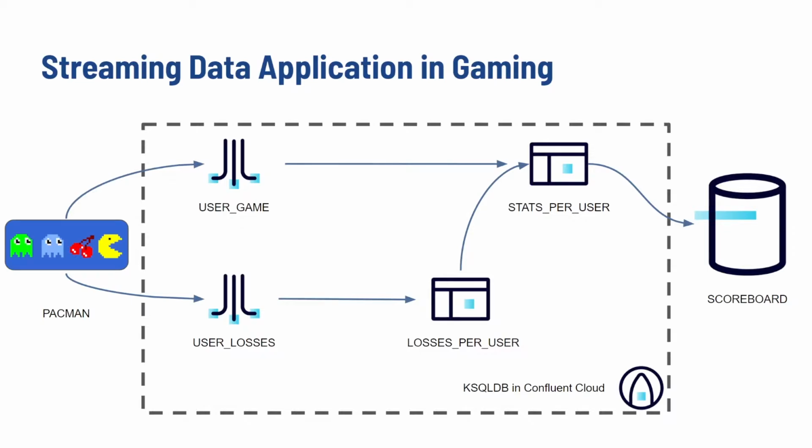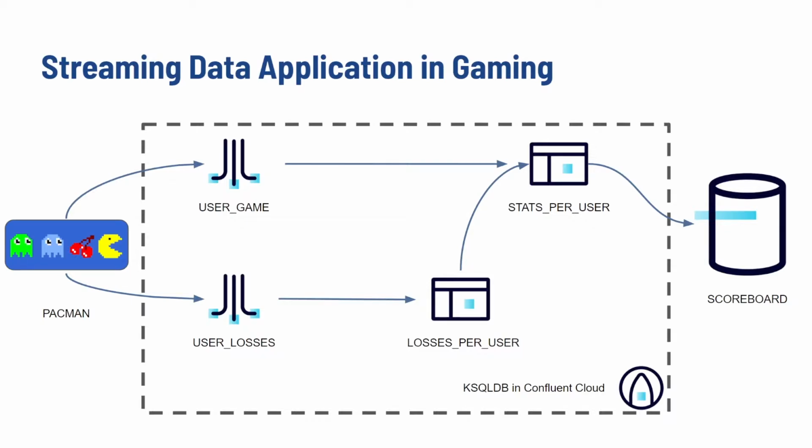We're going to be passing data into two streams from our Pac-Man game. The first stream is called user game. This stream contains all the information of what is currently going on inside the game. That contains the number of lives the user has, the score the user's gotten, and what level they're on.